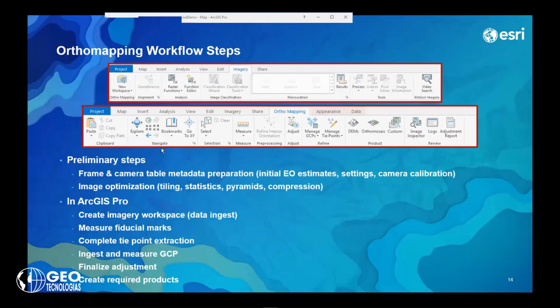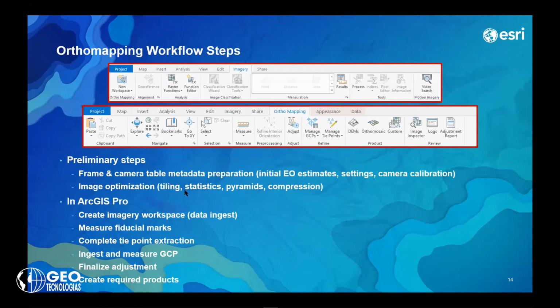So we're going to create a new workspace to do some of the processing. Let me come back here for a moment. The workflow for ortho mapping requires some preliminary work. It is creating at least a minimum collection of metadata about the content that you're dealing with, and then perhaps optimizing the source imagery. So things like tiling raster files, computing statistics, computing pyramids, either compressing or decompressing raster files in order to make them more efficient to read and write.